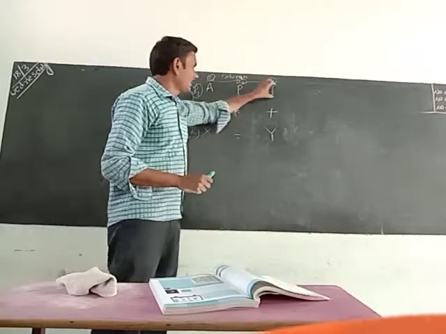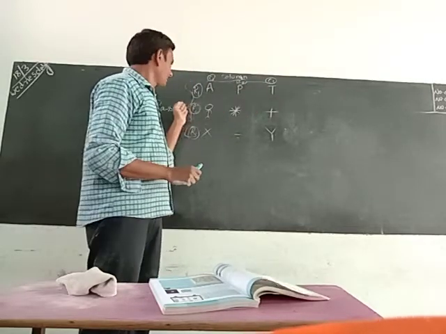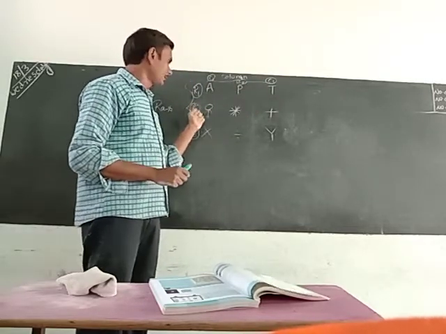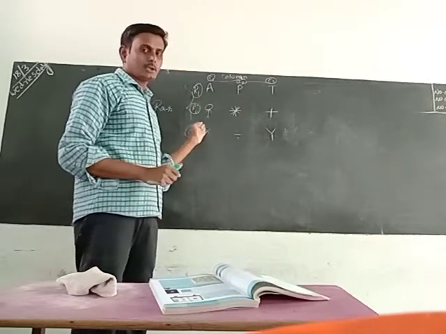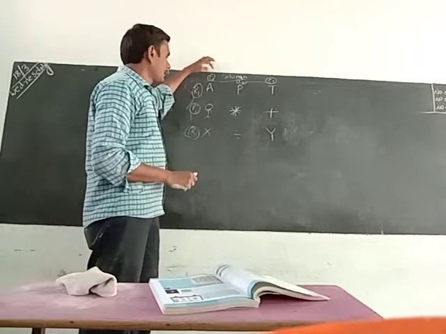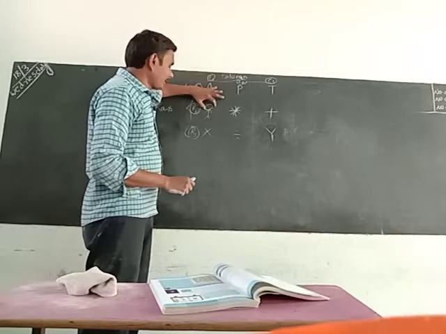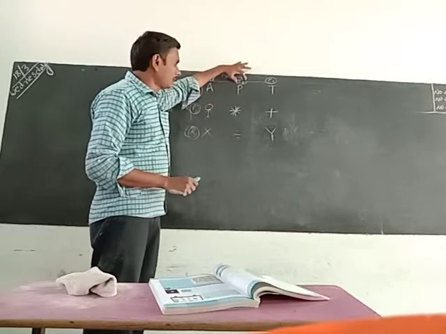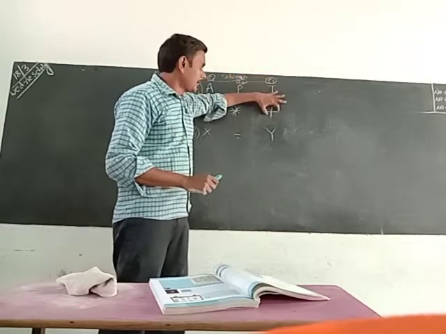In row 1, which letters are there? A, P, D. In row 2, which symbols are there? Man symbol, star symbol, plus symbol. In row 3, which symbols are there? Multiply symbol, division symbol, Y symbol. Similarly, in column 1, which symbols are there? A, man symbol, multiply. In column 2, P, star, division. In column 3, D, plus, Y.